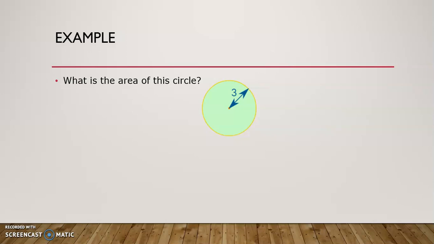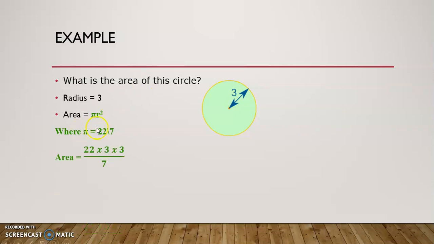Now, this is a circle. What is the area of this circle? Remember, the radius here is 3 cm, or 3 rather. The formula for area is pi r squared. Pi is what? 22/7 as usual.